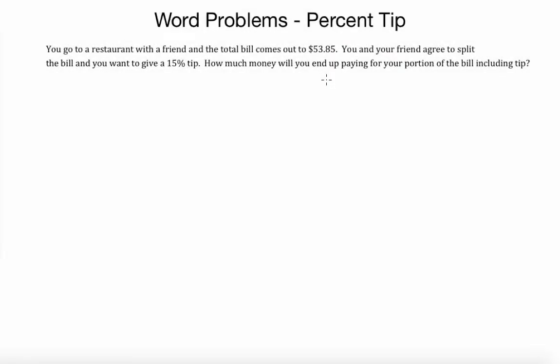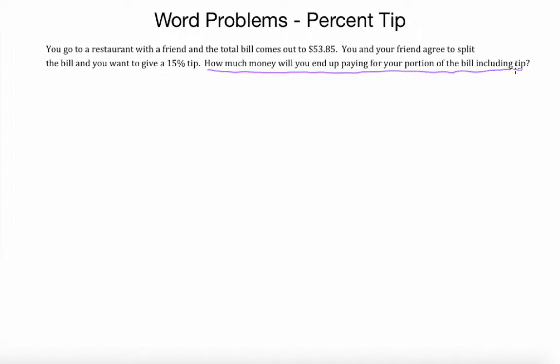To a video problem about word problems. In particular, we're dealing with percent tips. So here's the problem. You go to a restaurant with a friend and the total bill comes out to $53.85. You and your friend agree to split the bill and you want to give a 15% tip. How much money will you end up paying for your portion of the bill, including the tip?